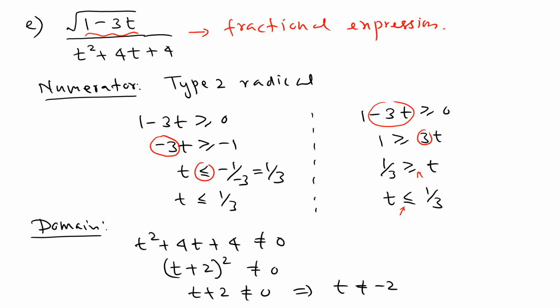So now we can write the solution, because one condition says that t has to be less than or equal to 1/3, and this one says t cannot be equal to negative 2. It has to satisfy both conditions. There's an AND involved here, because both means and. In mathematics, we can convert both to and. So let's write the solution now.